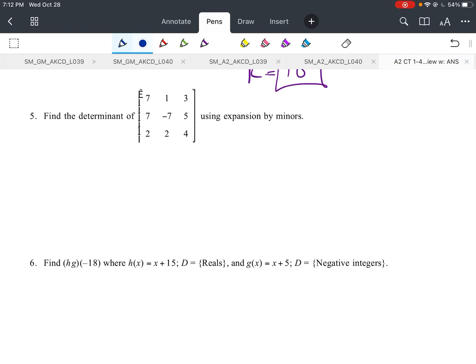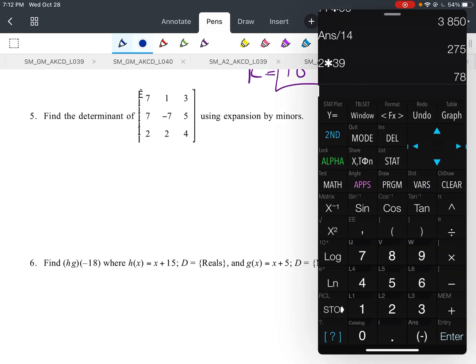All right, so expansion by minors. I'm debating whether even to ask you to do this one. Let's hold this off from the test. So if you see this one on the test, let's use the calculator. Let's just remind ourselves of the calculator process here.